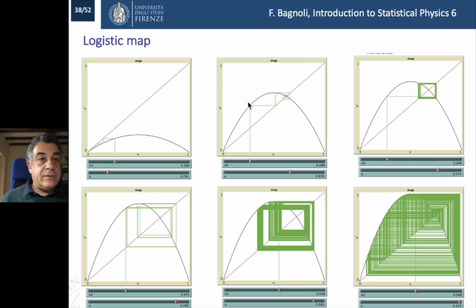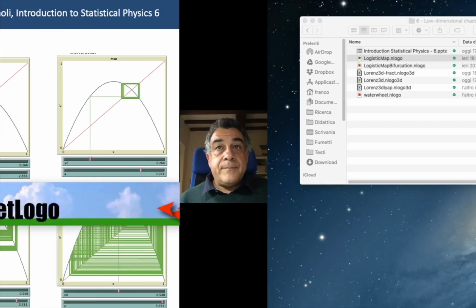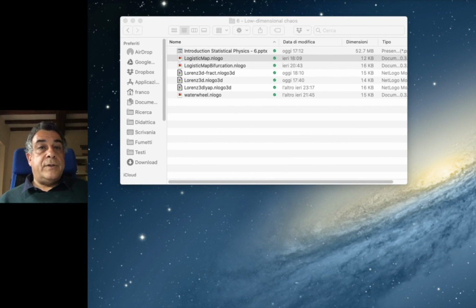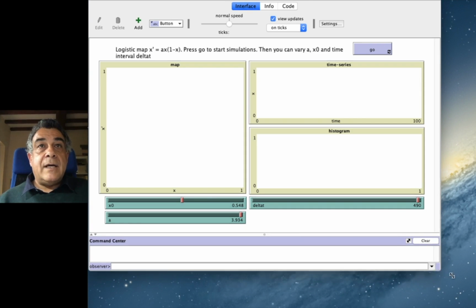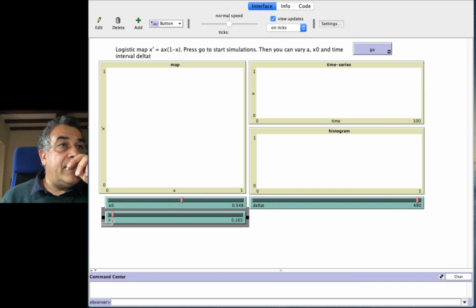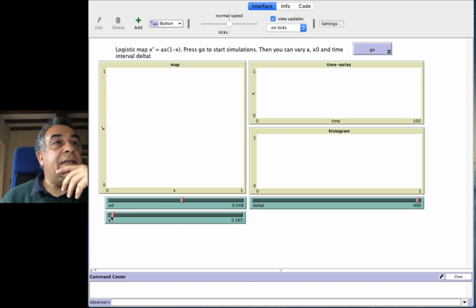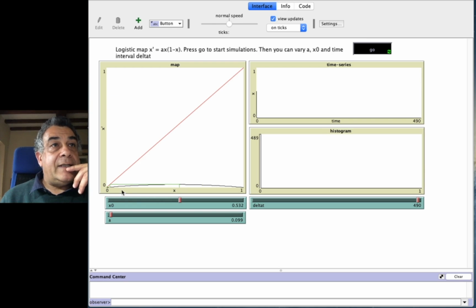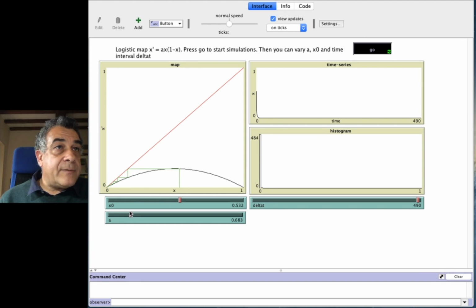You may have a fixed point. So let's go again to NetLogo and see what it shows. This is our toy system. We can set here the value of A, which should actually be R, but the name is not very important. And here you can set the initial condition. When you go, you see the diagonal and the parabola A x times 1 minus x. By changing the value of A, you may see the evolution of the iterations.